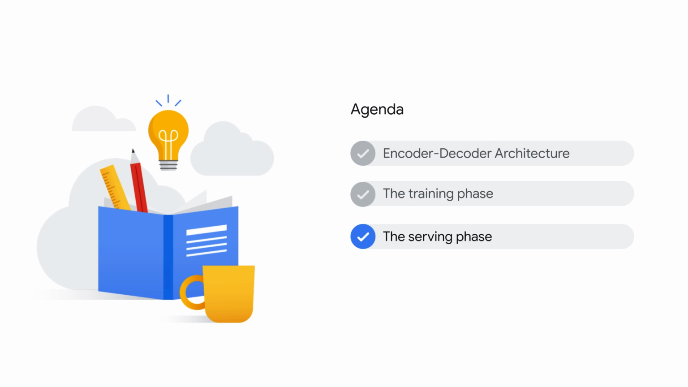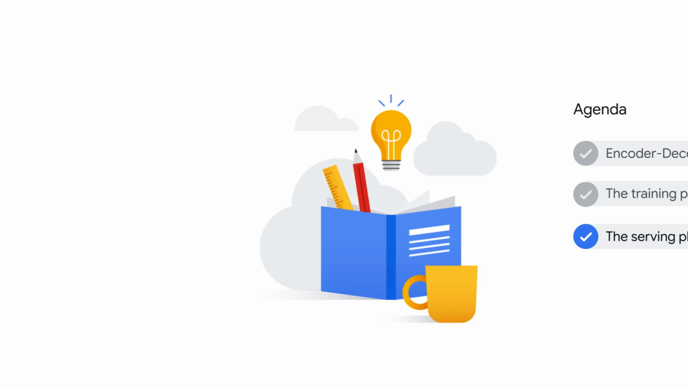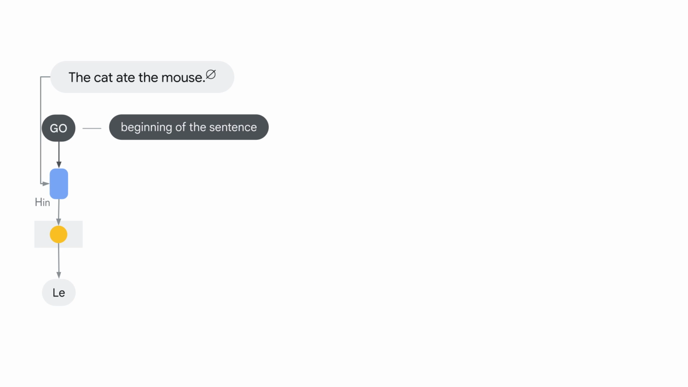Now let's move on to serving. After training, at serving time, when you want to, say, generate a new translation or a new response to a prompt, you'll start by feeding the encoder representation of the prompt to the decoder, along with a special token like Go. This will prompt the decoder to generate the first word.